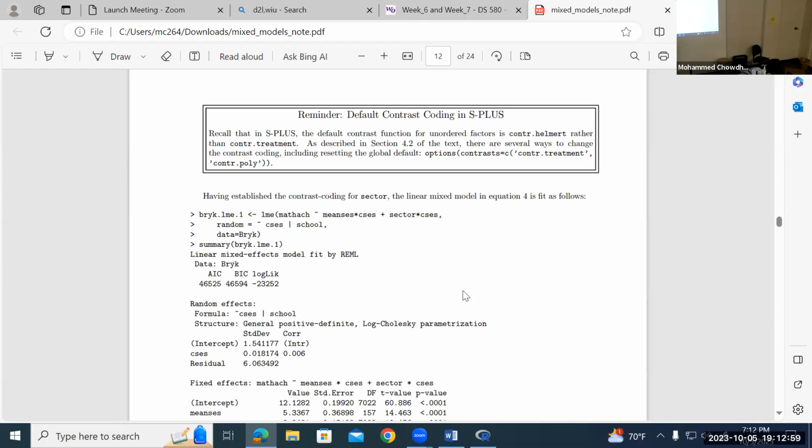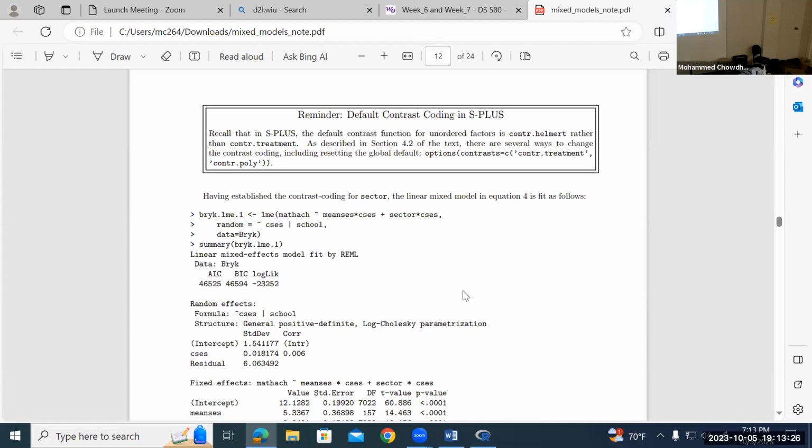This is a fixed effect thing, and random effect is coming from the school. So the random effect is saying centralized socioeconomic score, and this random effect is coming from the school, given school, and this is the data. After running this model for your homework, if you write the summary, this output will be given.